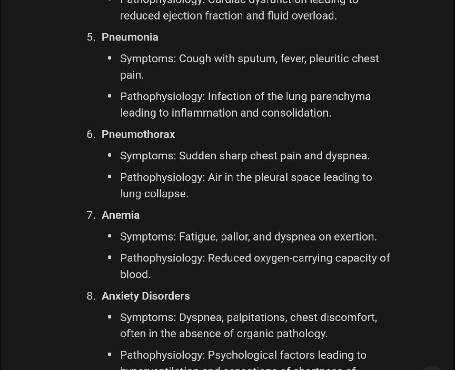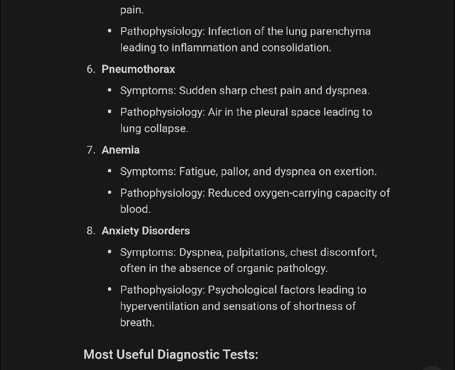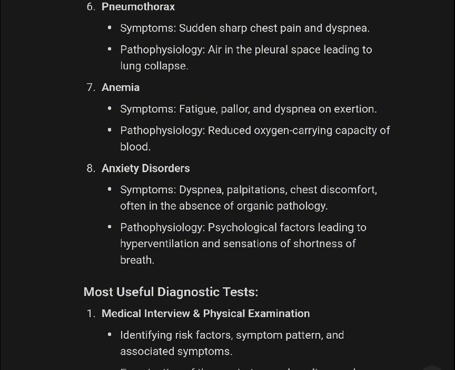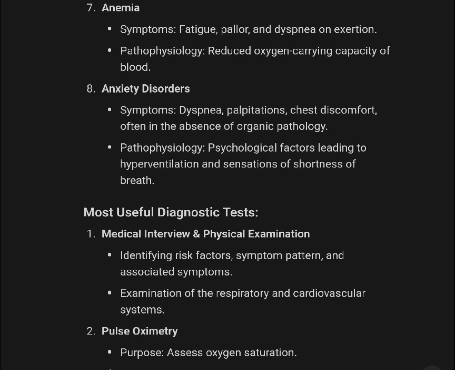Pneumonia symptoms: cough, sputum, fever, pleuritic chest pain. Pathophysiology: infection of the lung parenchyma leading to inflammation and consolidation. Pneumothorax symptoms: sudden sharp chest pain and dyspnea. Pathophysiology: air in the pleural space leading to lung collapse.